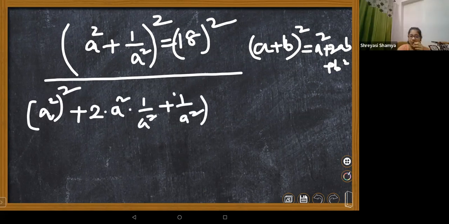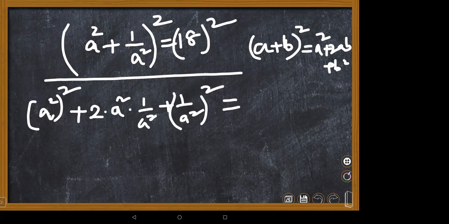Instead of the multiplication symbol, you put the dot, ma'am. Okay, I just put the dot, children, for your convenience. It is easy to understand. Dot is also nothing but 18 into 18. What is 18 square value?